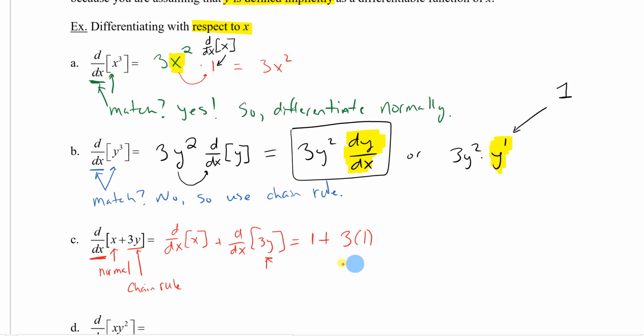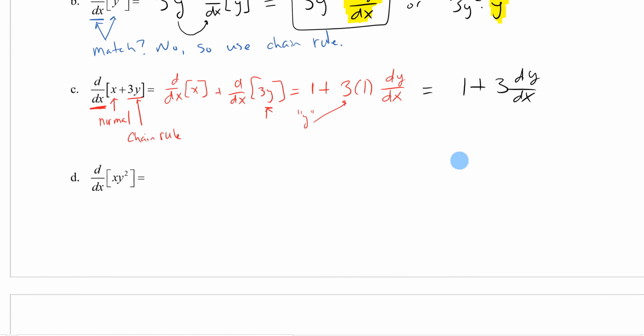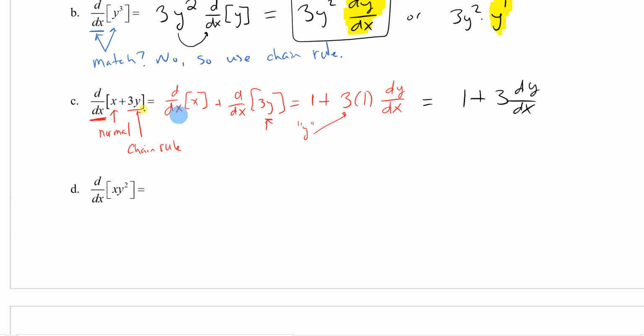So I'm going to pretend that y became 1. Now the derivative of y multiplied to the outside, dy dx. Cleaning this up, 1 plus 3 times dy dx. Okay, I want to just stop and make a note real quick in case maybe this example didn't make so much sense like the previous example.